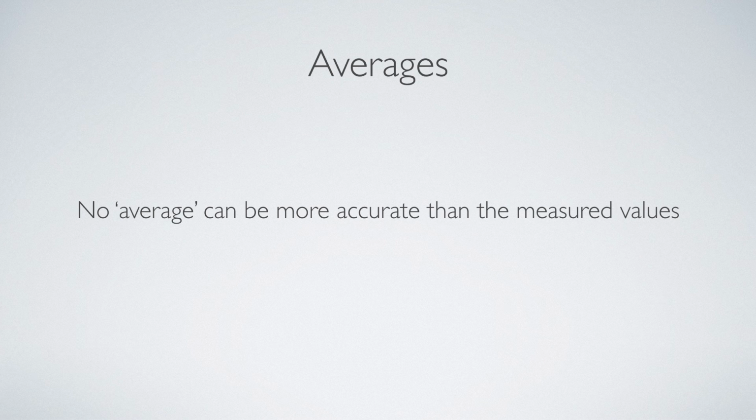One thing to remember that's important is that no average can be more accurate than the measured values. When we take a measurement in chemistry, when we take a measurement in science, we're having a limit on how well we can measure that thing. I can't make that more accurate by taking multiple measurements and averaging them. Therefore, I need to think about my significant figures whenever I take an average.